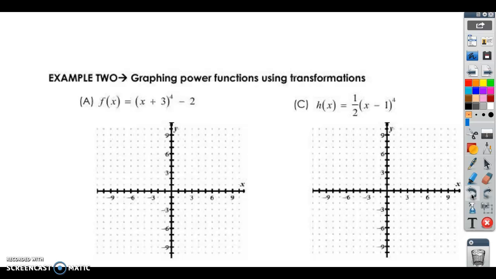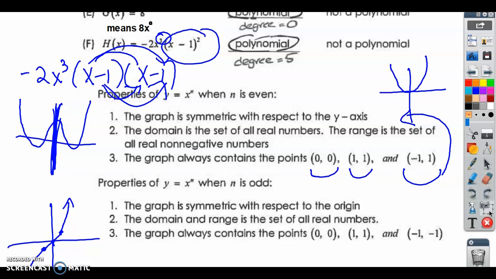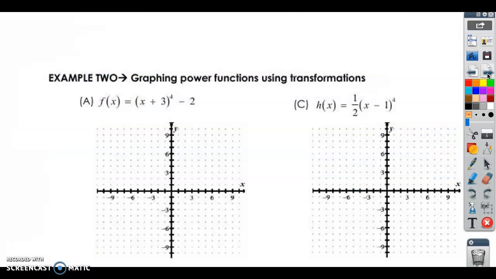Basically all we're doing right now is plotting these 3 points. Let me go back to the previous page. Plotting these 3 points and moving them according to the transformation. So for example, A has a transformation of, right here, a horizontal left shift of 3, and this is going to go down, right? It's a negative. Subtracting.